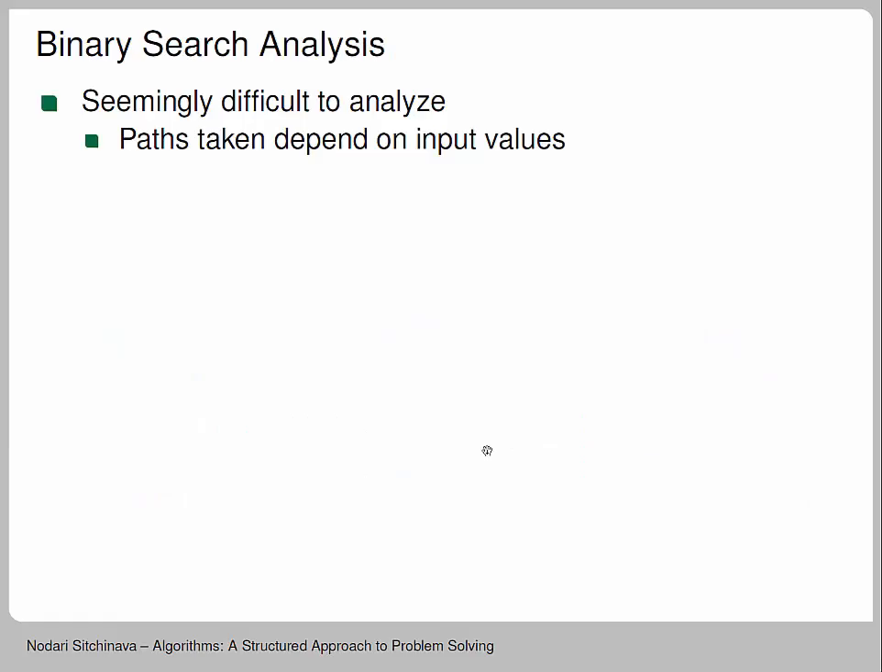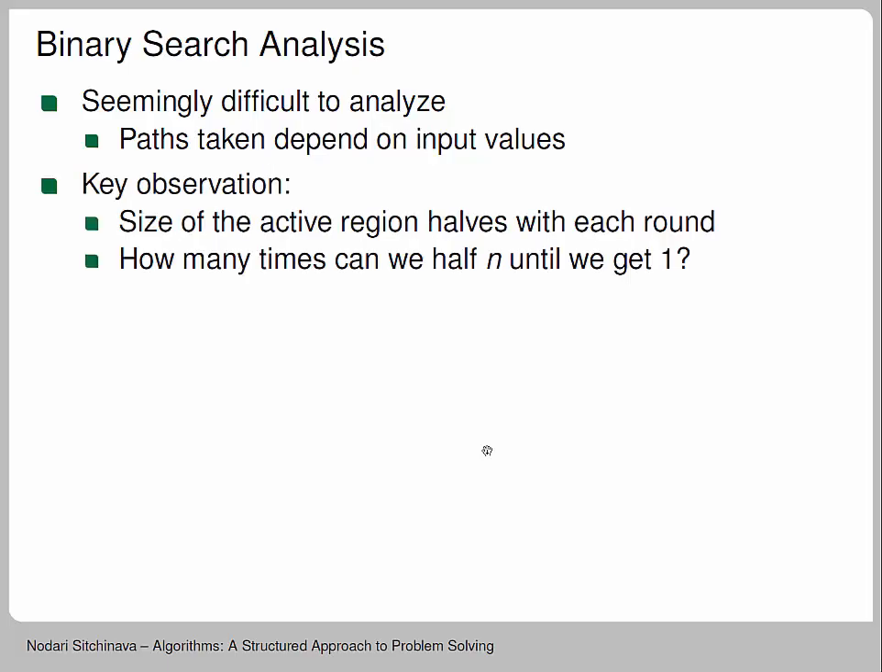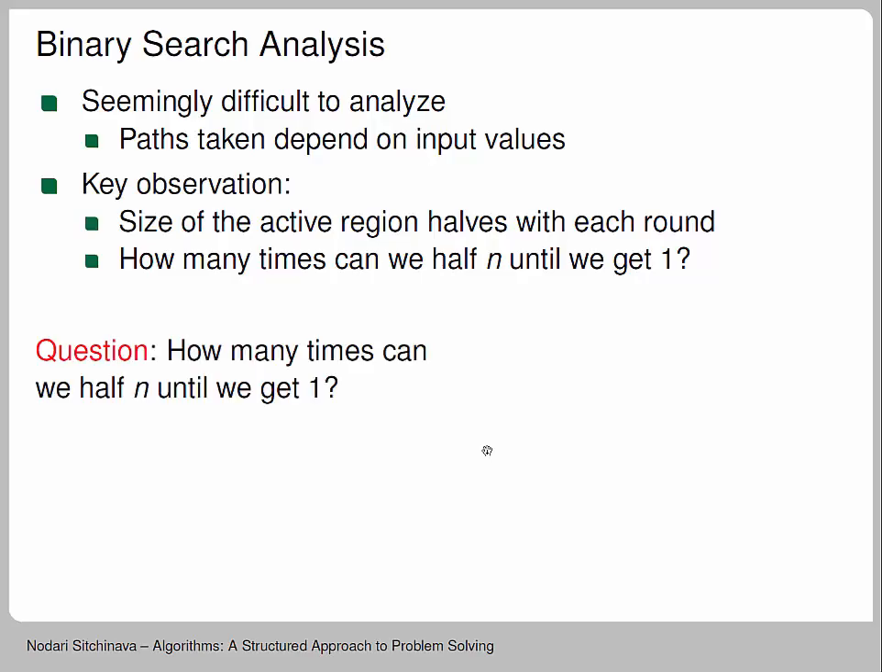How long does binary search take if we use this approach? It seems that it's a rather difficult problem to analyze because the path within the flowchart might depend on what the input values were. However, the key observation is that the size of the active region halves with each round. So if you think about the example with playing cards, every time we reduce the possible set of cards that you might be holding in your hands by a factor of 2. How many times can we halve a number n, some value n, until we get down to just 1?